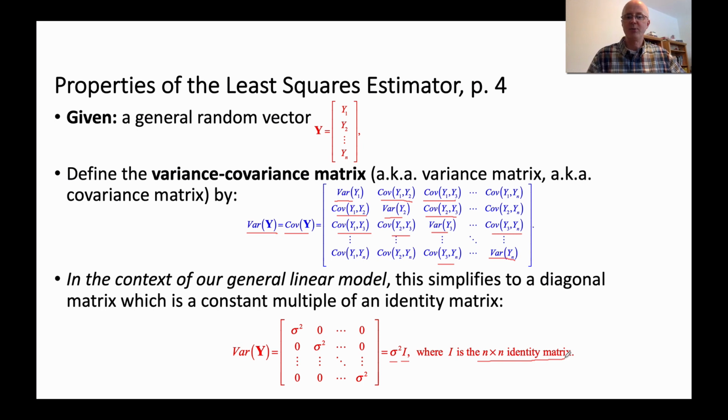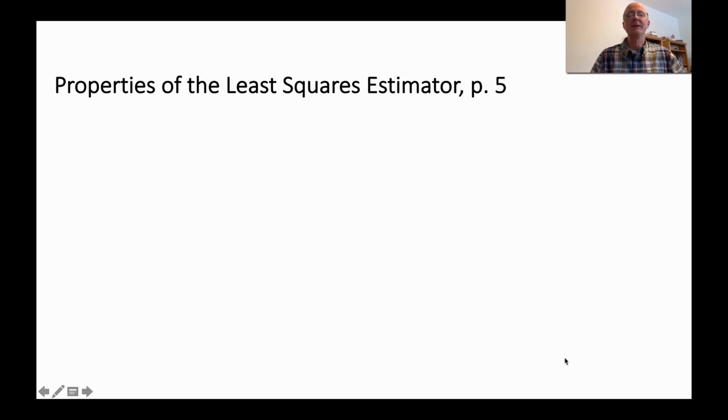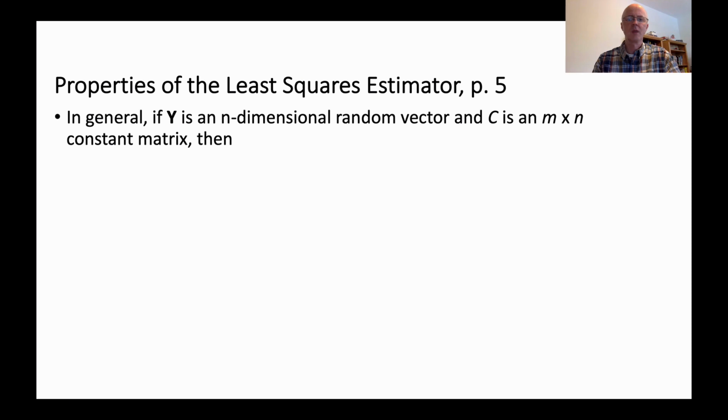Okay, so it simplifies pretty nicely in the context of our general linear model. That's good. Anytime something simplifies, it's a good thing. We need a general fact about the variance of these n-dimensional random vectors before we can apply it to the general linear model. If y is an n-dimensional random vector and C is an m by n constant matrix, going to play the role of a constant, then the variance of C times y, really the variance covariance matrix, is this product you see right here.